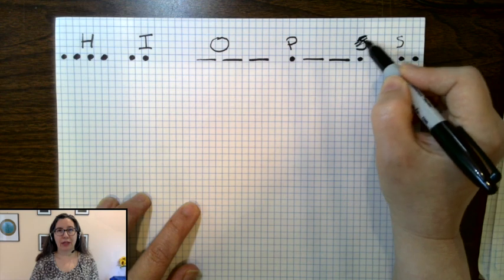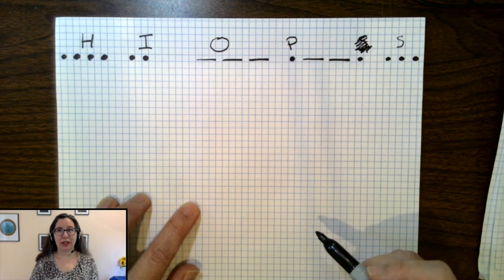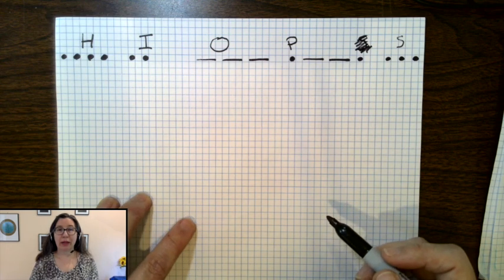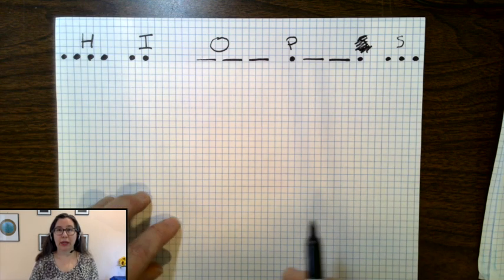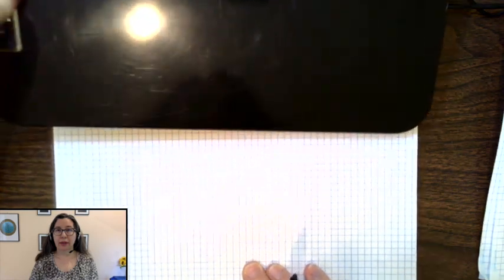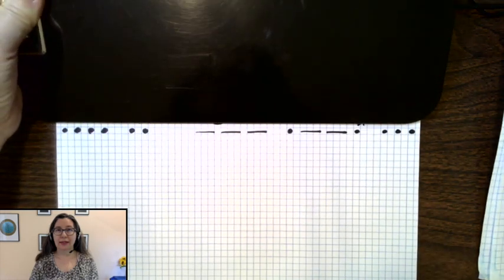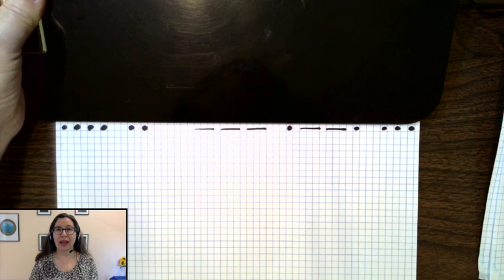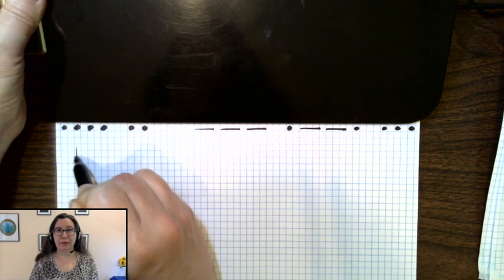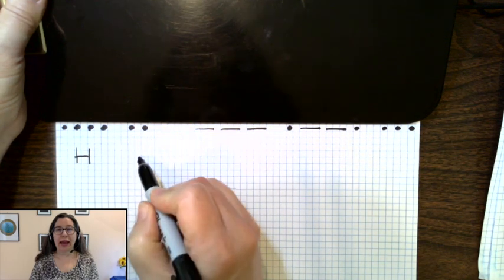I got very close to the edge of my paper here. My S is actually at the very end. So that's how we write "Hi, OPS." So we can send that through a wire, and if somebody is listening at the other end, they would hear a series of dits, and they would need to decode it. So they would use their Morse code key and they would say, oh, dit, dit, dit, dit, 4 dits. That's the letter H.